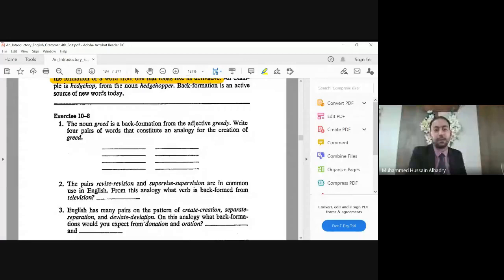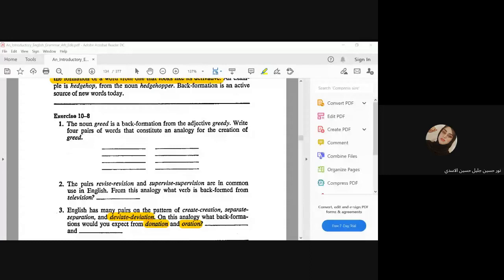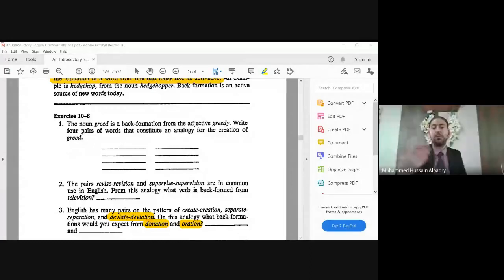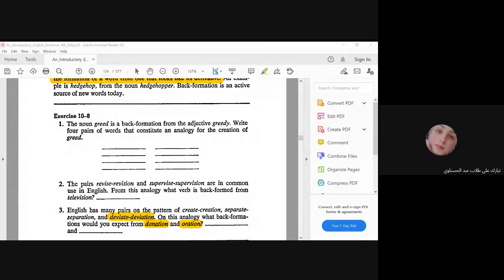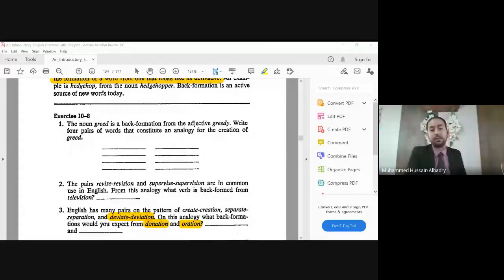So televise, for example, like this deviation. We have deviation. What is its back formation? Deviate. He takes it back to its origin. For example, orientation, donation. What is the back formation of donation? Who can tell me? It's very easy. Donation becomes donate. Orientation, orient. Alright. So this is what we mean by back formation. We have a lot of words here.